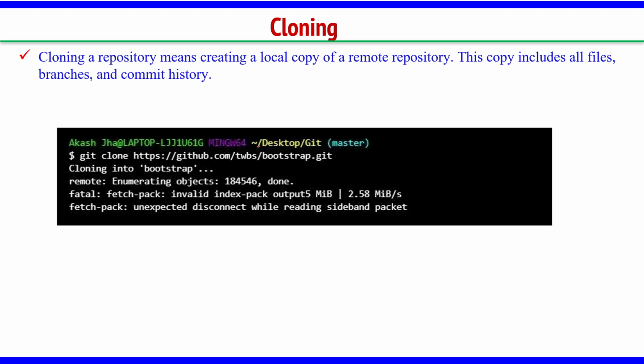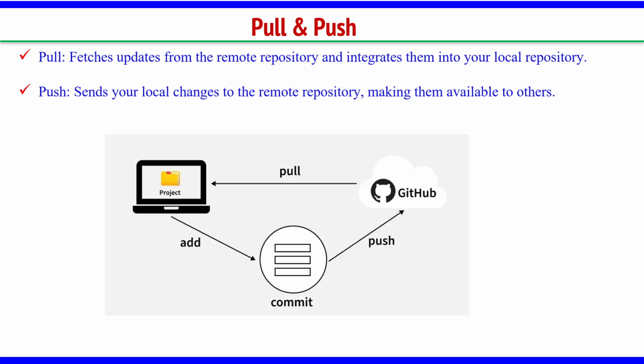The next one is cloning, right? Clone, the word cloning you understand, you can create a local copy. Cloning a repository means creating a local copy of the remote repository. So whatever is there in GitHub or GitLab or Bitbucket, the updated one, you can take that and clone it in your local machine. Basically, it's downloading to the local machine. This copy includes all the files, branches and commit history. Once you clone that, you will have the local copy of that code in your machine, right? So these are a few important things.